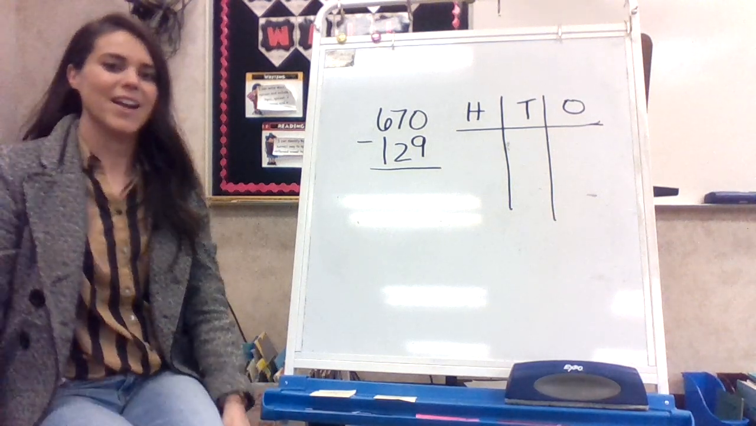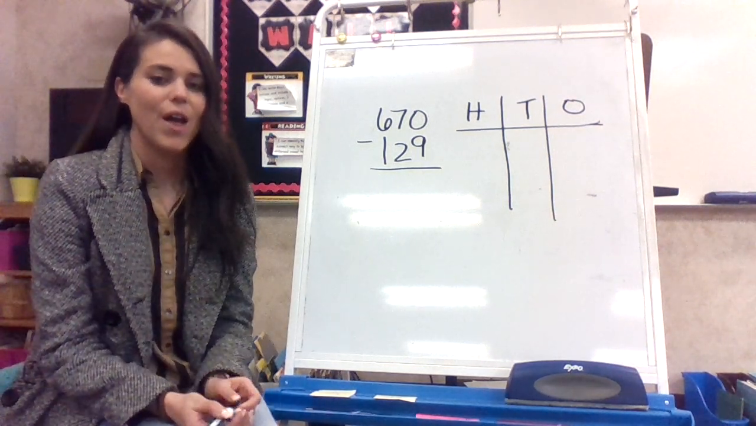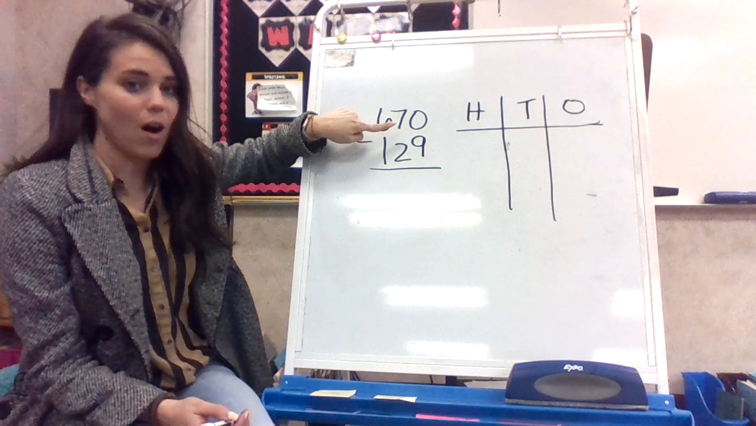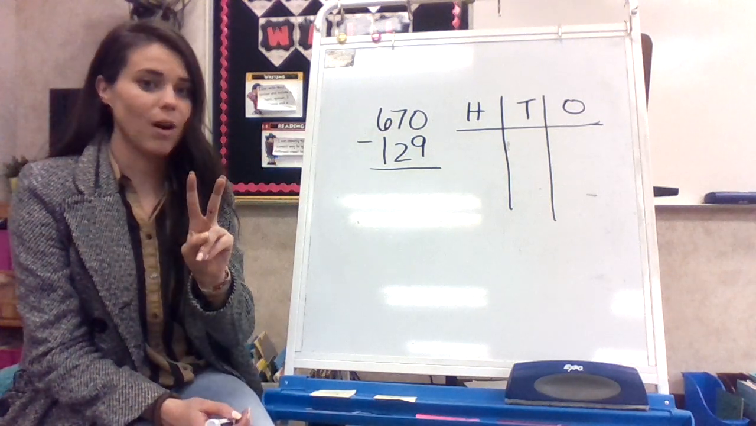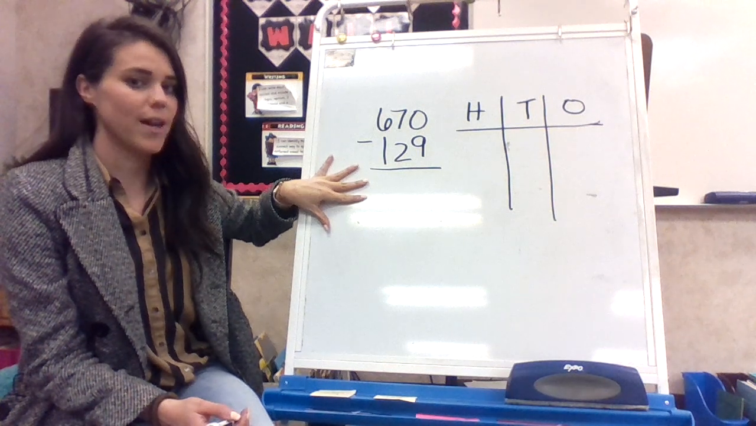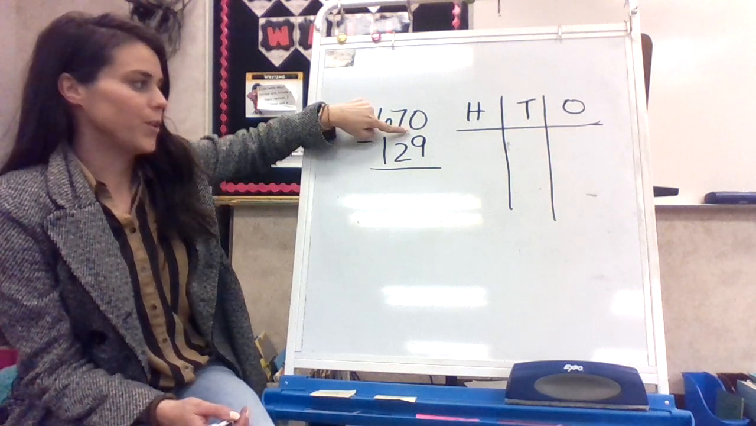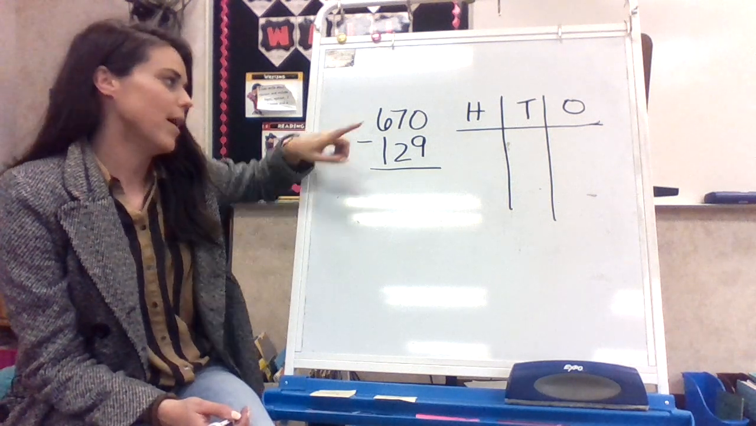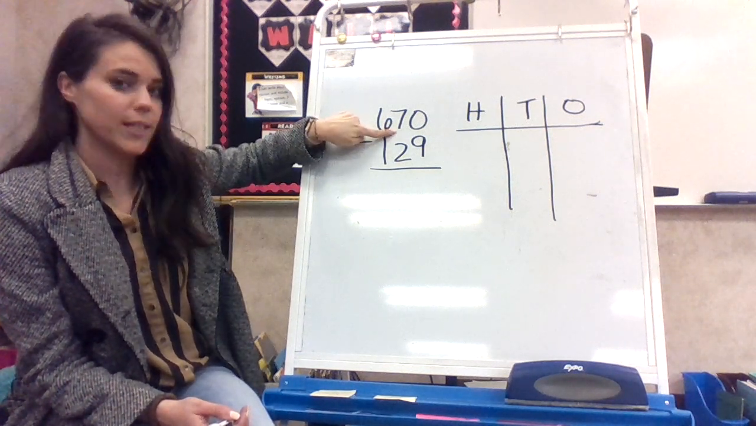Hello, second grade. I'm going to show you how to solve a three-digit subtraction problem when there is a 0 on top. I'm going to show you two problems. This is the first one, with a 0 in the ones place, and then the second problem, I'm going to show you how to solve it with a 0 in the tens place.